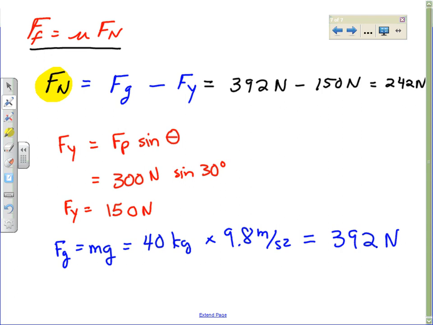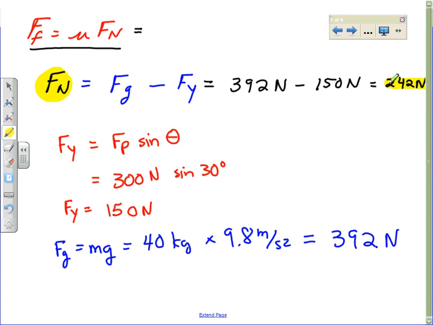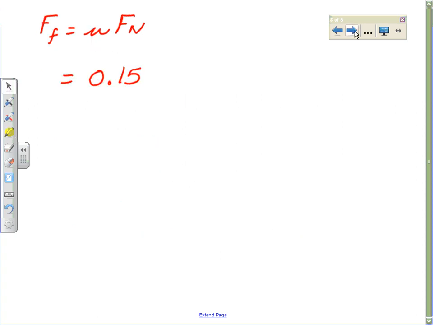Going back to our frictional force, and actually I'm going to go to the next page, so go forward instead. Let me write it again. Frictional force is equal to coefficient of friction times normal force. Coefficient of friction was given in the problem as 0.15. We calculated the normal force as 242 newtons, and the frictional force is 36.3 newtons.